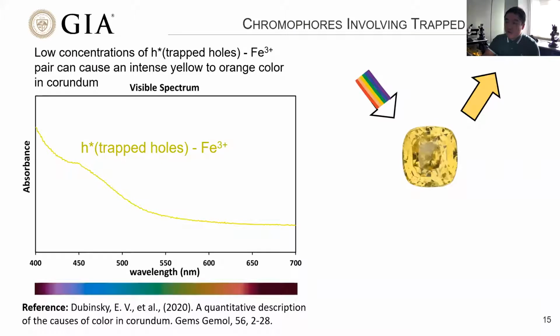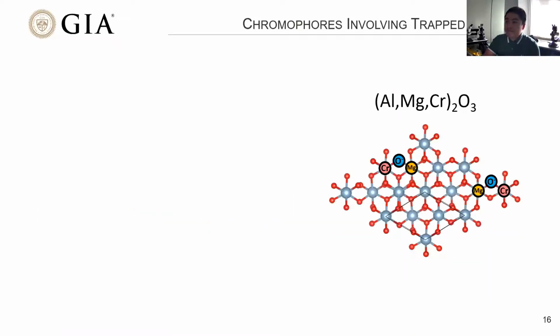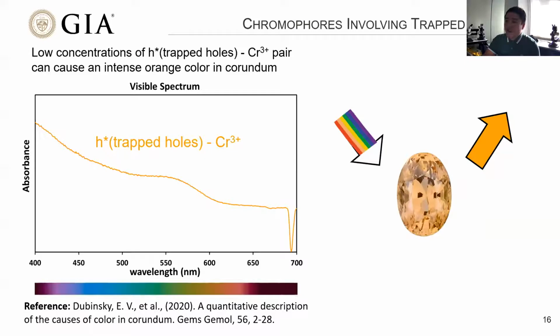Trapped hole-related chromophores are very strong chromophores. It only takes a few ppma of trapped hole iron 3+ pair to cause an intense yellow to orange color in corundum. When a trapped hole pairs with chromium 3+, it causes orange color in corundum. It only takes a few ppma of trapped hole chromium 3+ pair to cause an intense orange color in corundum.